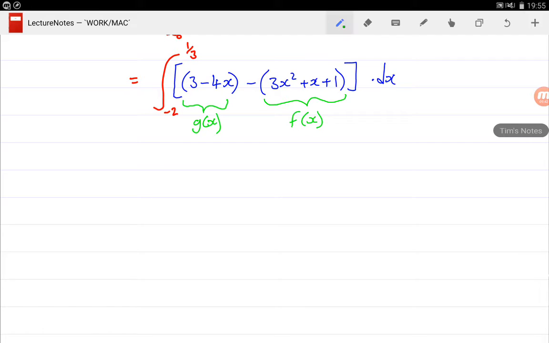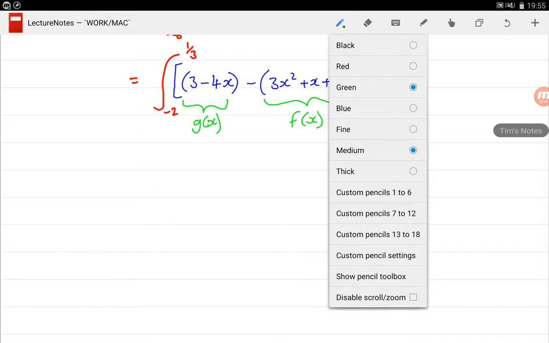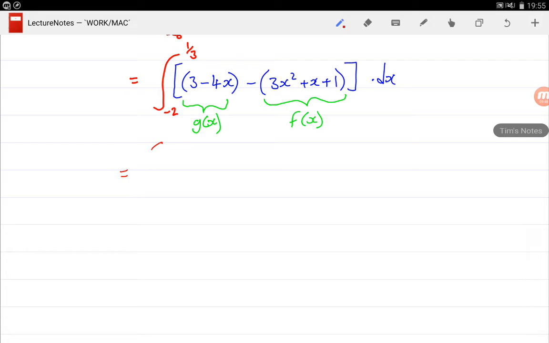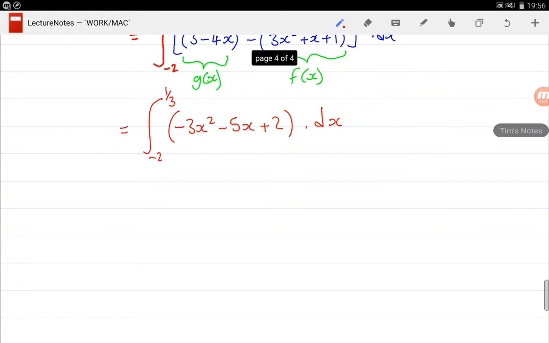Okay, so before we do any more integration, I think I'm just going to simplify what's inside the bracket. So minus 2, yeah, I think that's an improvement in the writing. Okay, so I'm just going to simplify what's in here before we do any integration. 3x squared. Okay, we're going to have minus 5x and minus 1 and plus 2. Yeah, should be plus 2 dx.